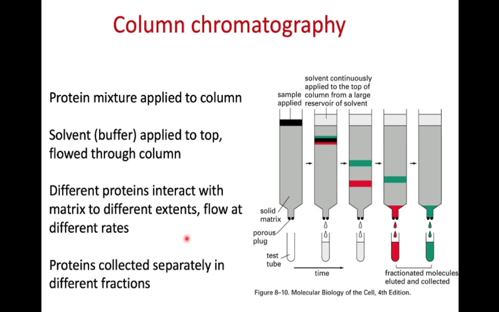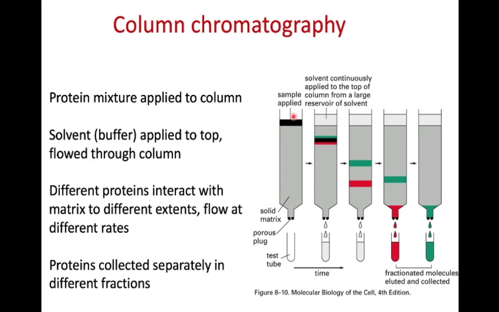So column chromatography, essentially a protein mixture is applied to the column. So if we take the column, for example here, we've got the column, we've got a sample which is applied to this solid matrix, and at the bottom of the column we always put a porous plug. And we can then remove this plug, and we have a collection at the bottom. The solvent buffer is applied to the top.